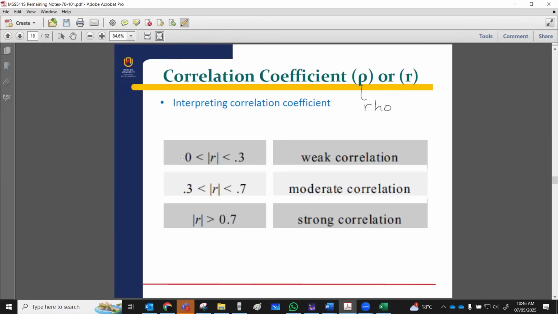So if the absolute value of our correlation is between 0 and 0.5, then there is some correlation, but it's weak. If it's between 0.3 and 0.7, then there is a moderate correlation. And if the absolute value is greater than 0.5, then there is a strong correlation. So whether it's positive or negative, we'll say it's weak positive, weak negative, moderate positive, moderate negative, or strong positive or strong negative. Okay.